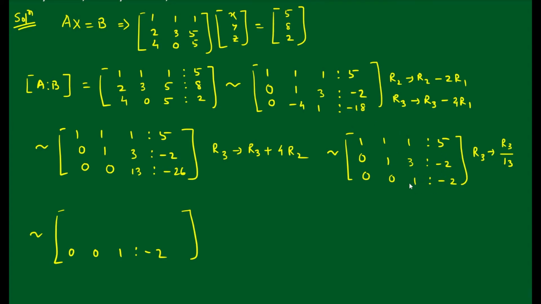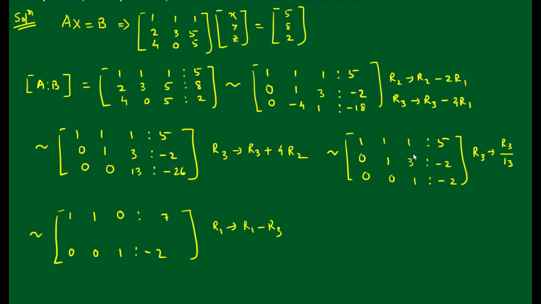So this is the first non-zero element, 1. Above this we have 2 different elements, 1 and 3. So we have to make these 2 elements 0. Okay, we have to make this 0 with the help of what? R3. This is very simple. So R1 goes to R1 minus R3, because here also there is 1, here also there is 1. So 1 minus 1 will be 0. So it will become 1, 1, 0, and then 5 minus this, it will become 7.